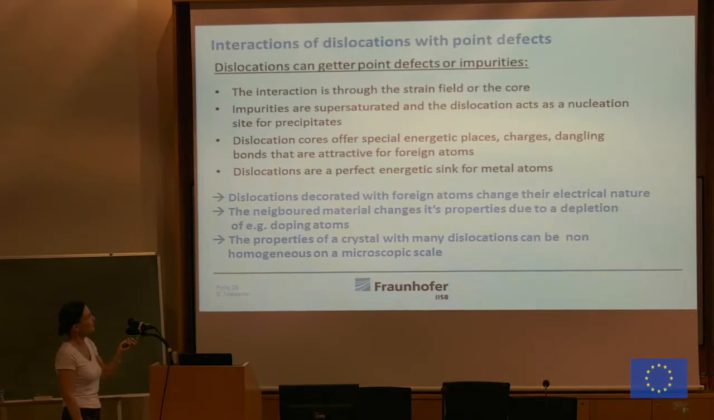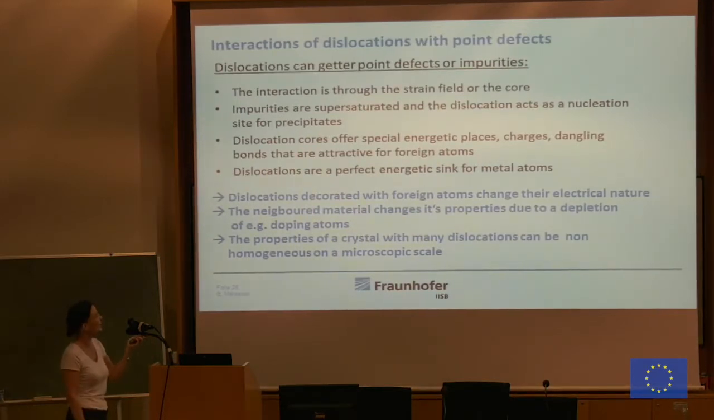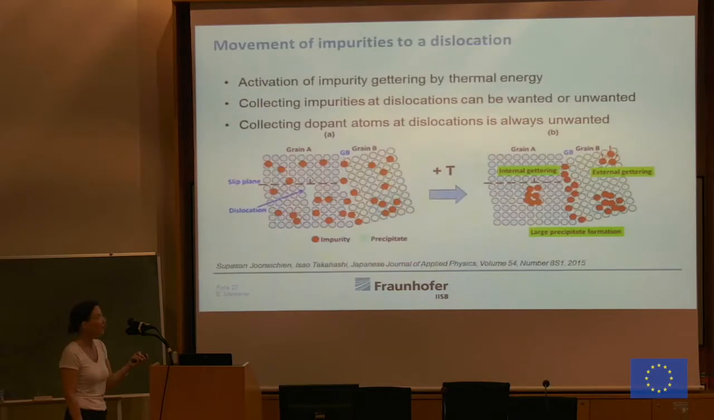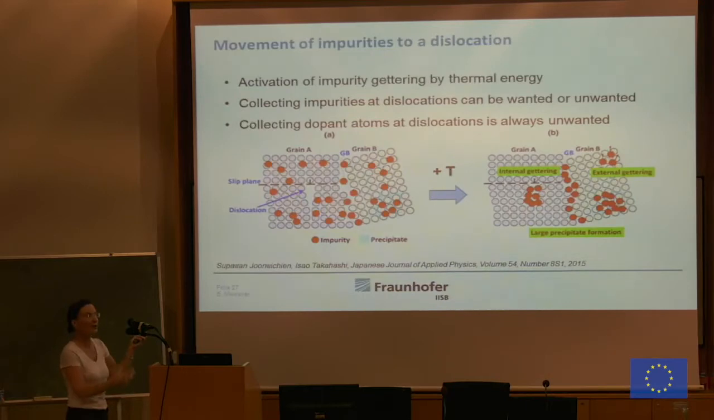And the neighboring material can be affected by this as well, because you can imagine that there is a depletion of atoms in the surroundings of such a gathering dislocation. So if you have dislocations present in the crystal on a microscopic scale, the properties can never be homogeneous, which is a problem for a semiconductor. So this is just a visualization of how impurities move to a dislocation, and I will show you later in experimental data how this is really seen in measurements.